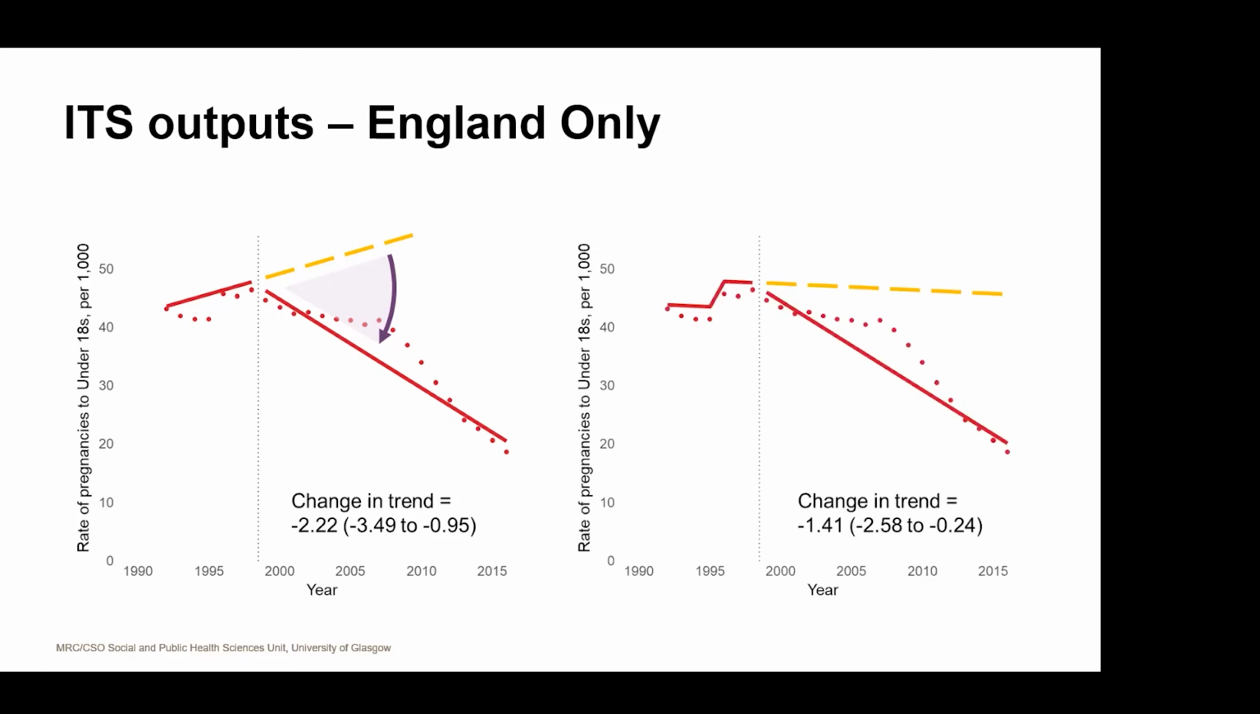So we can maybe put a wee corrector in there to allow the model to fit that jump. But again, we still see a change in trend that's associated with the launch of the strategy there. So that, again, still looks like the strategy was effective. But we can add in Scotland and Wales data.